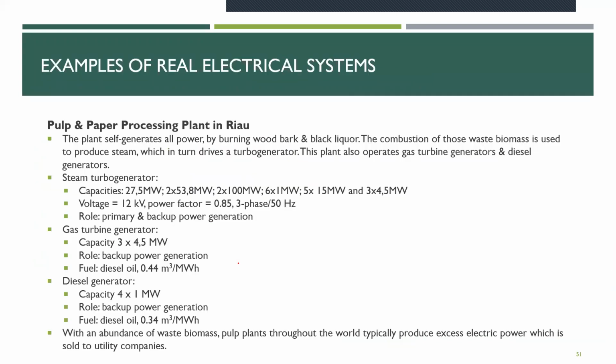Okay, the second example is the pulp and paper processing plant in Riau. As we know, pulp is clean, wood-based, renewable or biodegradable raw material, because it can be used to produce paper or tissue. This type of product is classified as sustainable bioproducts.